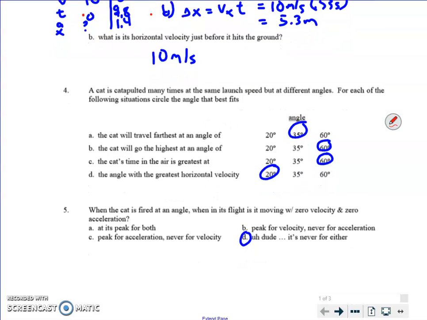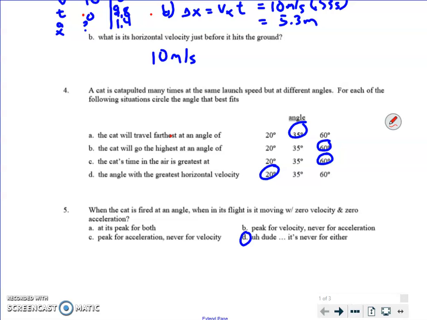Okay, number 4, contrasting angles. I don't think there was any issues with that, but furthest is the one closest to 45 degrees, so that's 30 degrees. Highest is the highest angle, time in the air goes with the highest angle, and then horizontal velocity goes with the most horizontal of angles. So that was pretty straightforward.